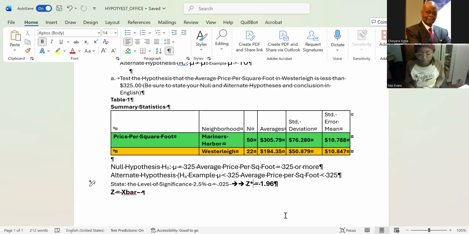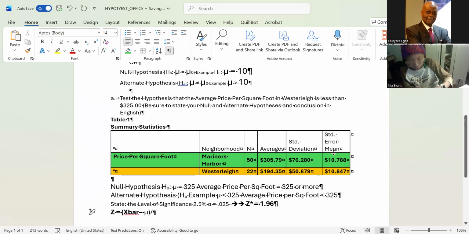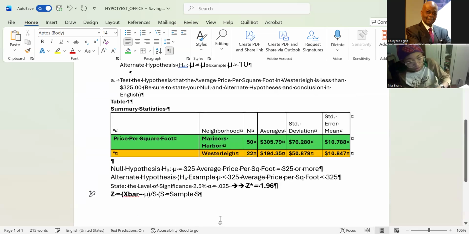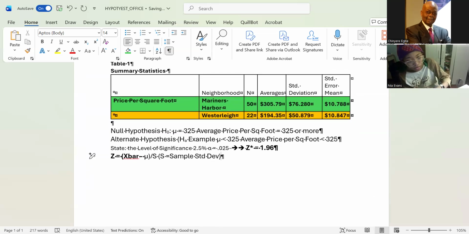Okay, Z star is 1.96 because that is the hypothesized Z. And we're asking, the sample mean, which we call X bar, divided by the sample standard deviation, which is S, where S is equal to the sample standard deviation. And in that case, what do we have?